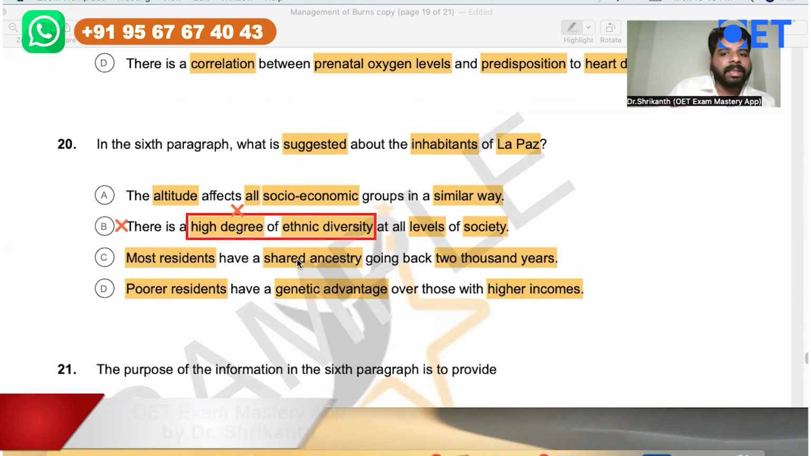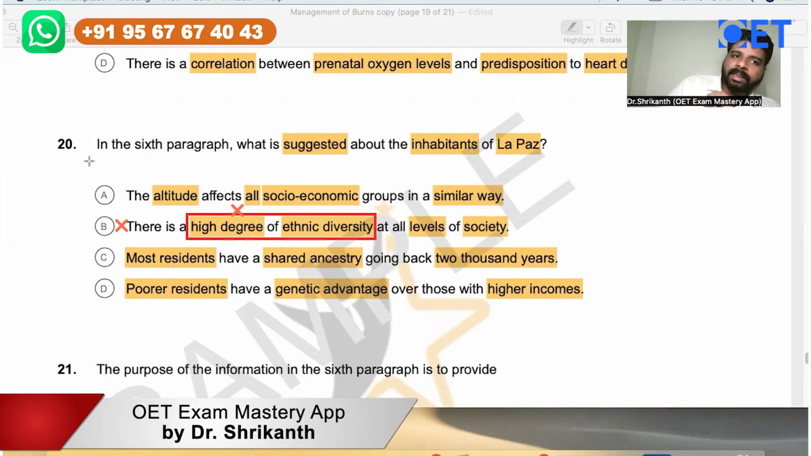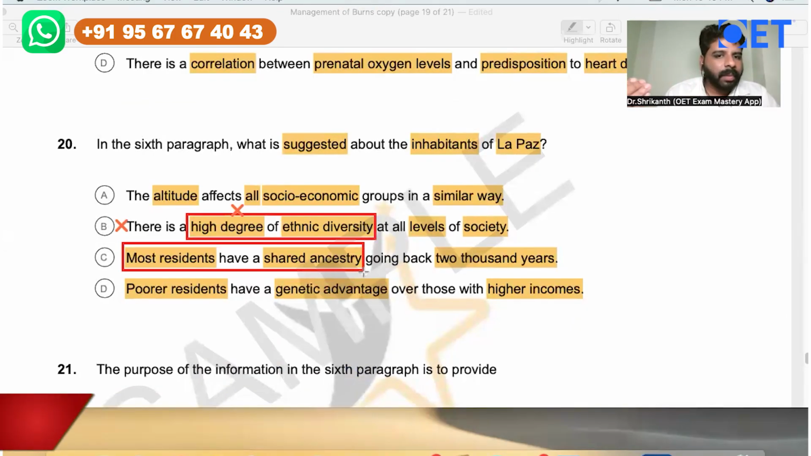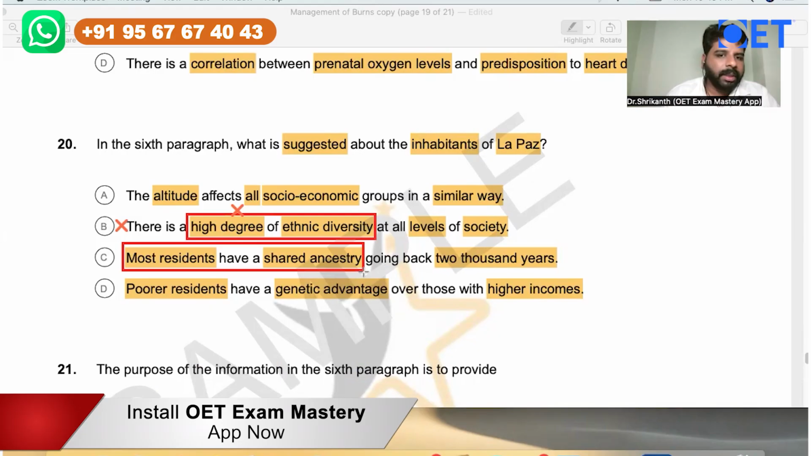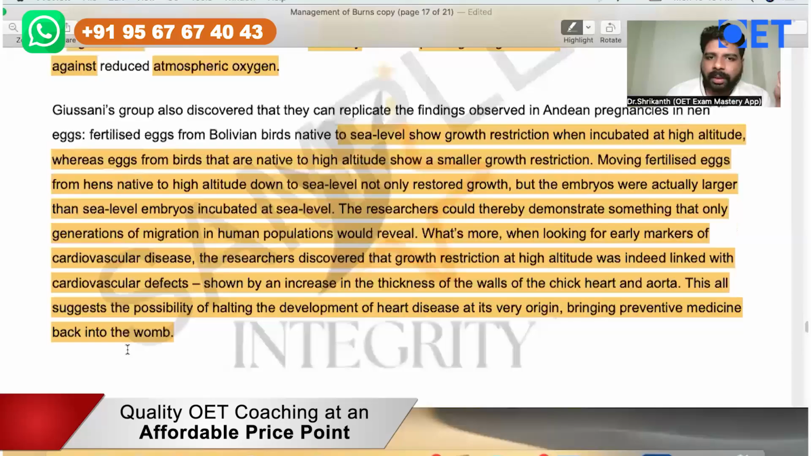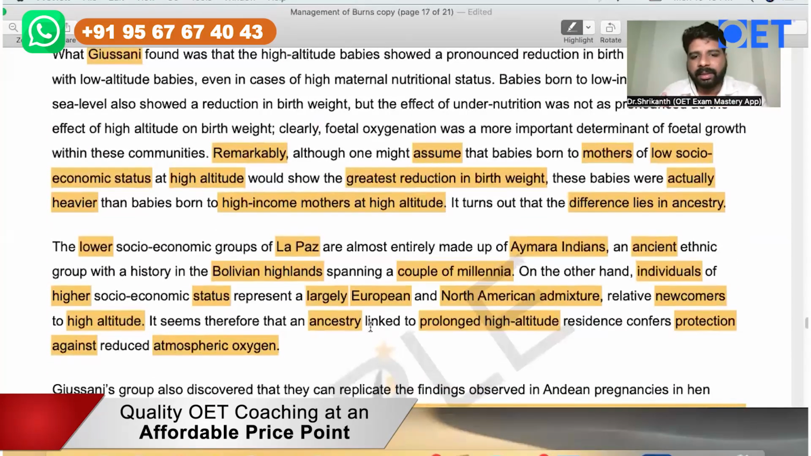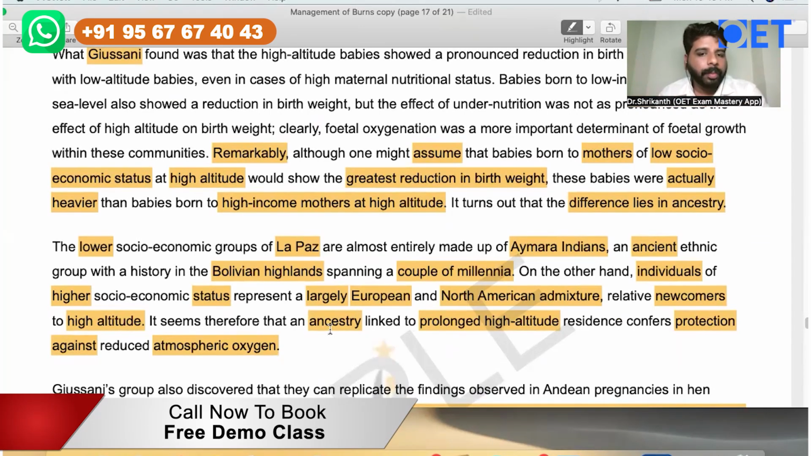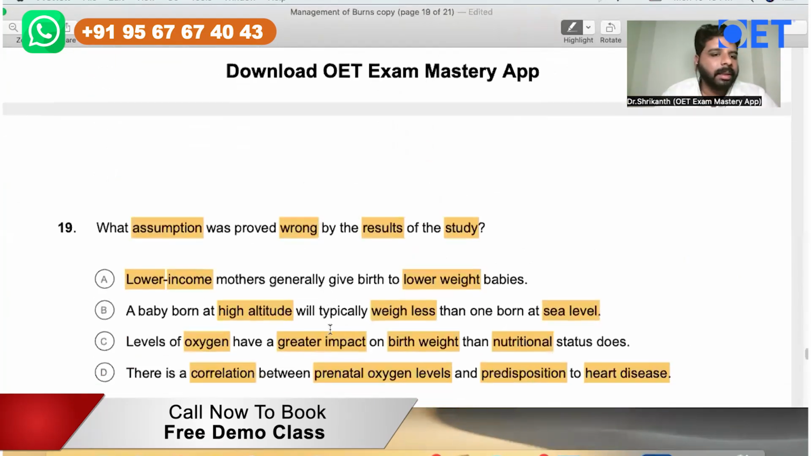Most residents have a shared ancestry going back 2000 years. Is that true? No, right? The newcomers, the rich people, have come there only very recently. So they don't have the same ancestors as the Aymara Indians. So that is also not correct. Most residents means more than 90% of the people. Now over here, 90% of people don't have the shared ancestry. The poor people have the shared ancestry, which goes back 2000 years, not the remaining part of the population. So that is also completely incorrect.